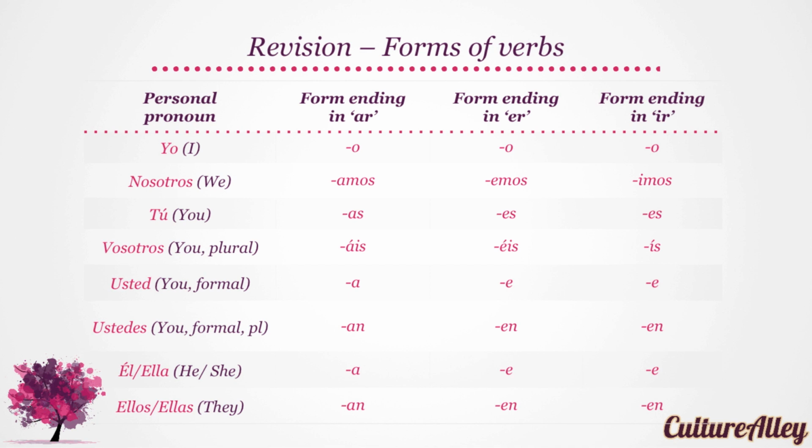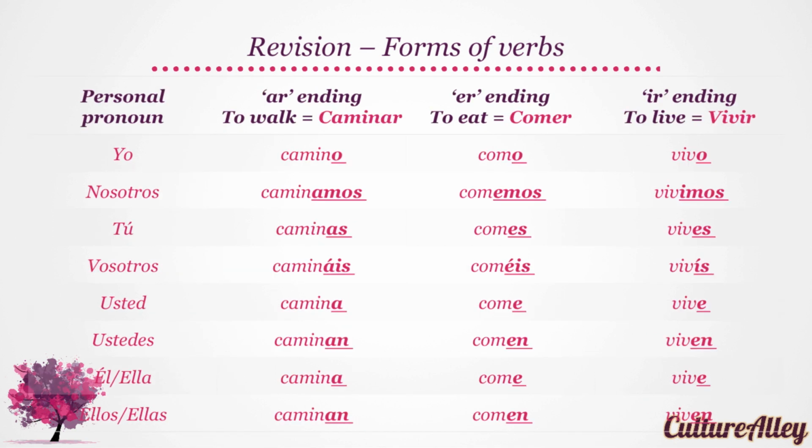Formally, with usted, the ending AR transforms to A, and the endings ER and IR both change to E. With ustedes, we use AN for verbs ending in AR and EN for verbs ending in ER and IR. Exactly similar to the last two forms, with él or ella, we use the ending A and E. And with ellos or ellas, we use AN and EN. Let's look at the examples again.